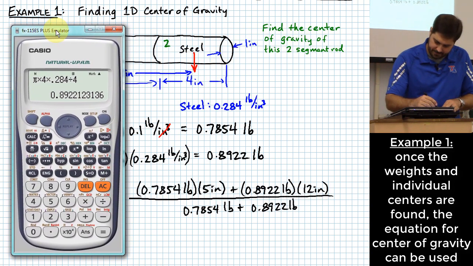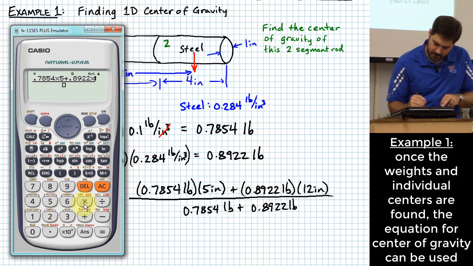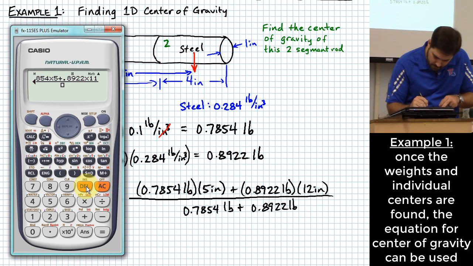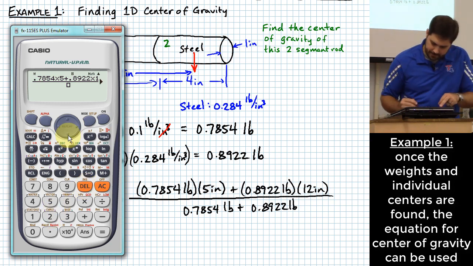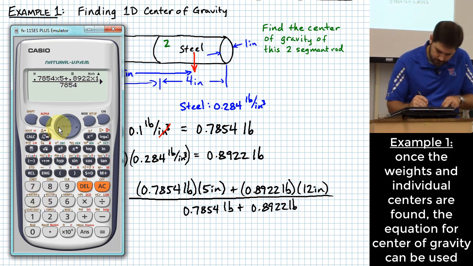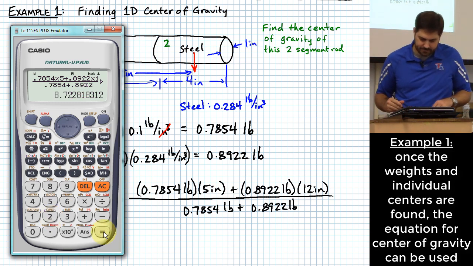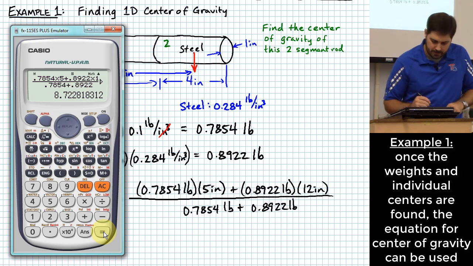So let's plug these in. 0.7854 times 5 plus 0.8922 times 12 over 0.7854 plus 0.8922. 8.723.